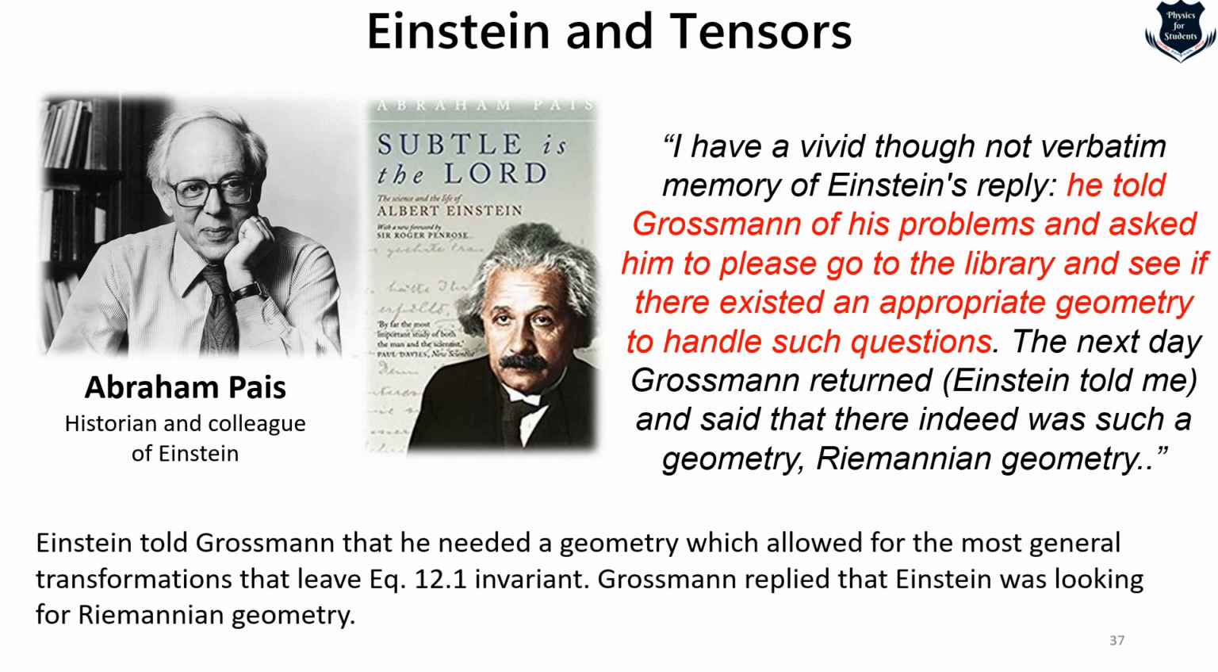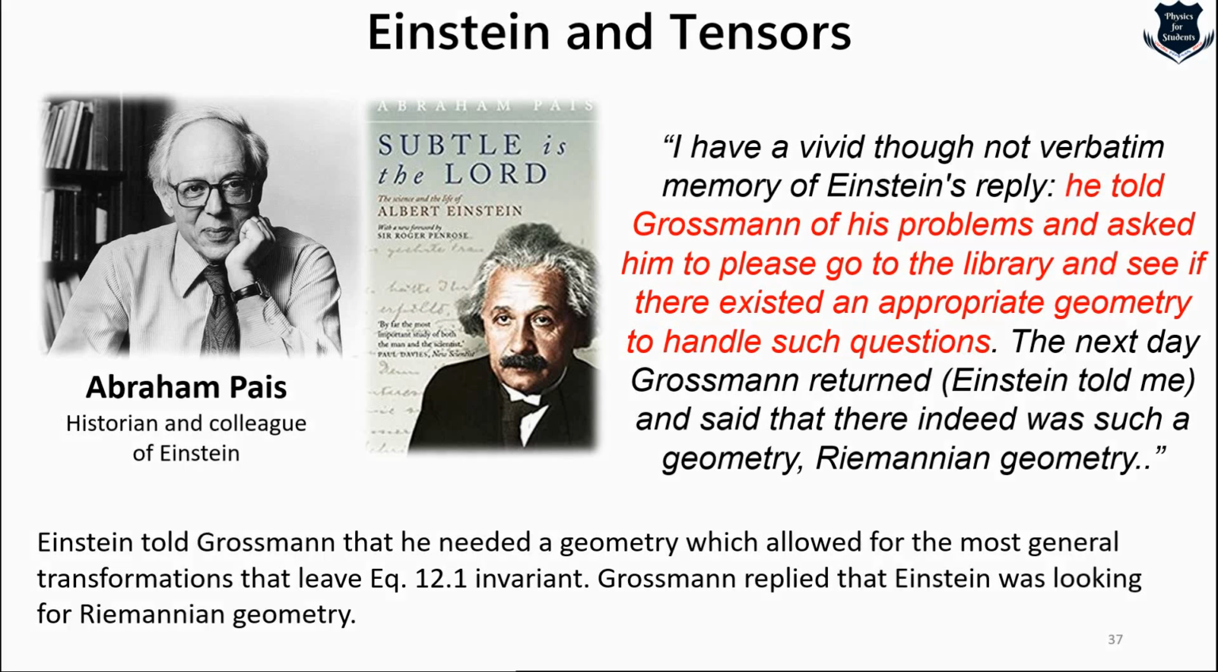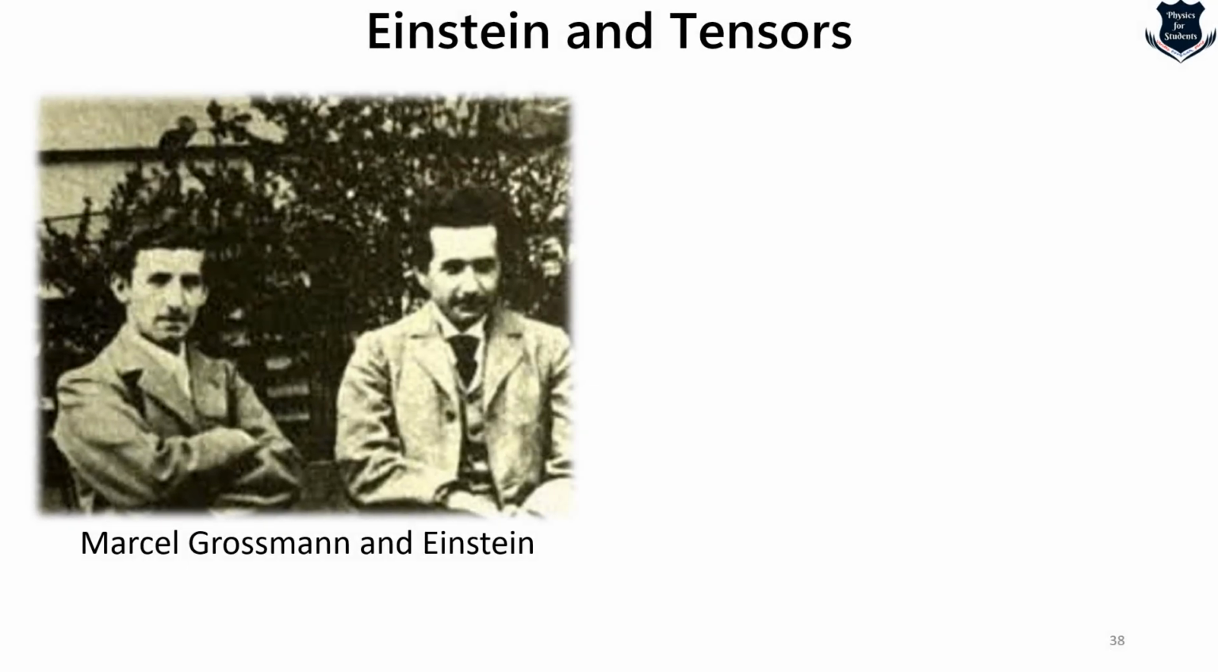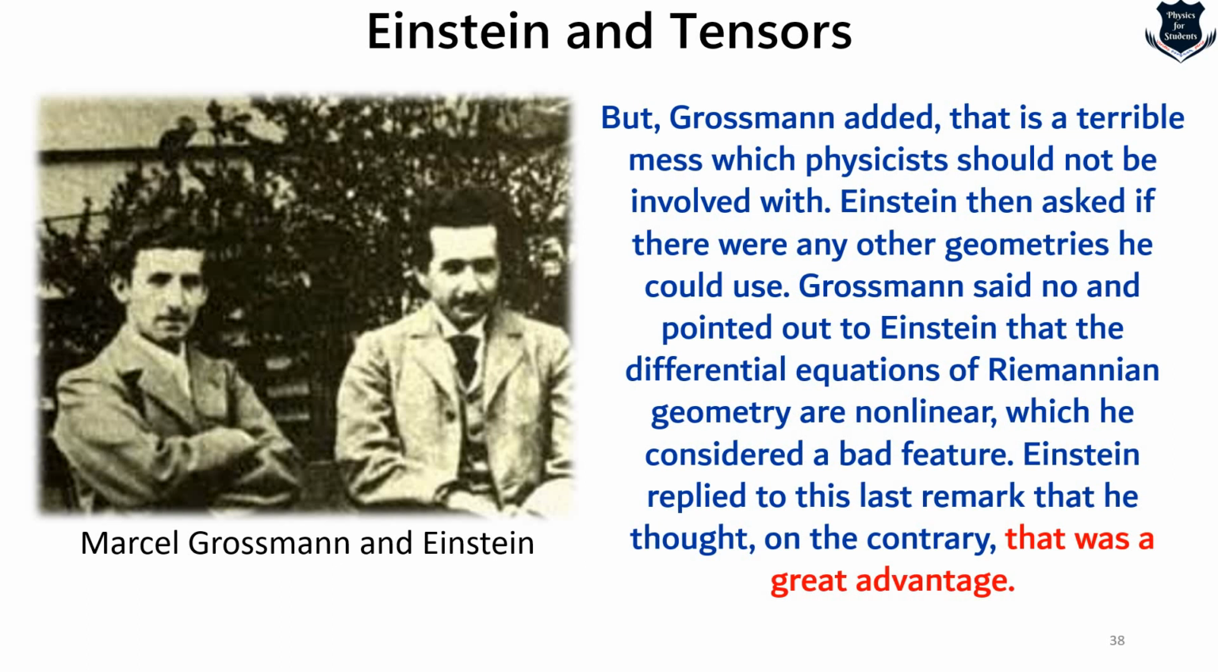So Einstein told Grossman that he needed a geometry which allowed for the most general transformation, which would leave the equation so and so invariant. And Grossman replied that the answer only lies in Riemannian geometry. So this is the famous photograph of Marcel Grossman and Einstein. And in this book, what Abraham Pais writes is this. Grossman added that it is a terrible mess which physicists should not involve themselves in, I mean to say the Riemannian mathematics.